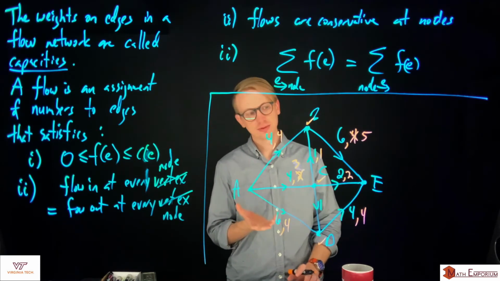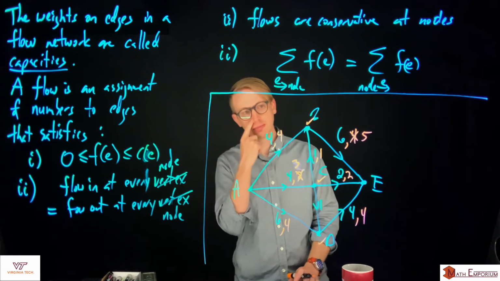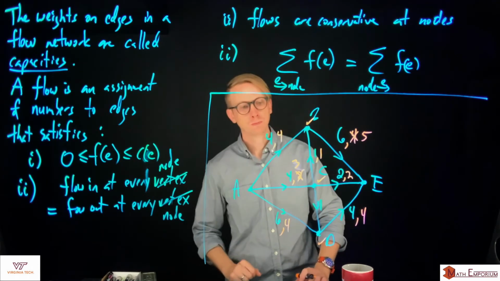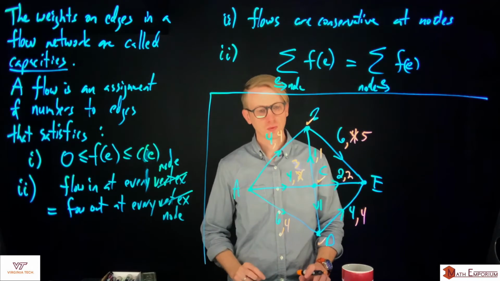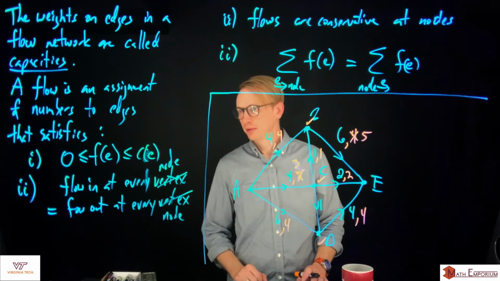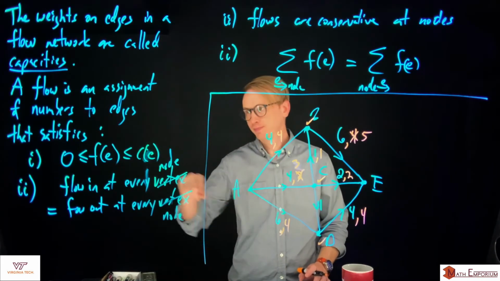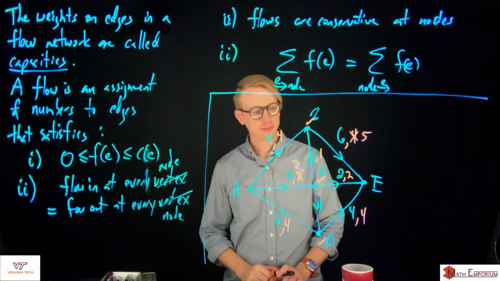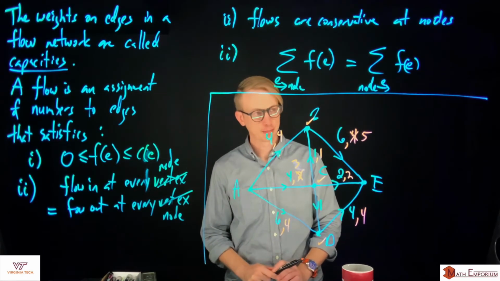So I don't know if this flow is maximal or not. I suspect it is, right? You take a look, see if you can do better. I suspect it's maximal, but I don't know for sure, right? That aside, I do know it's a valid flow. It obeys rules 1 and 2. Okay, that's as far as we're getting so far.